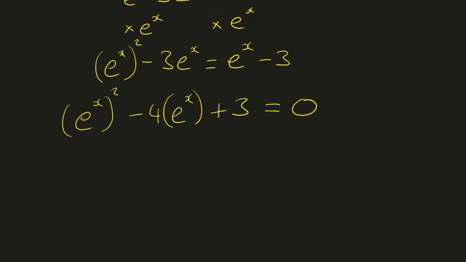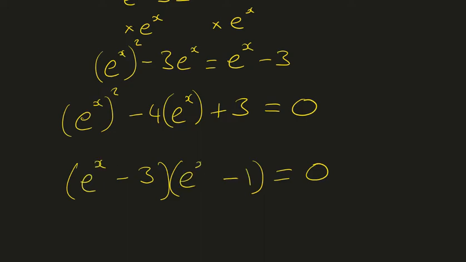So, again, just like any other quadratic, I'm looking for two numbers in this case that multiply to make 3 and add to make minus 4. So it's going to be minus 3 and minus 1. And rather than an x, though, we'll have an e to the x. So we can factorize that to make it look like this.